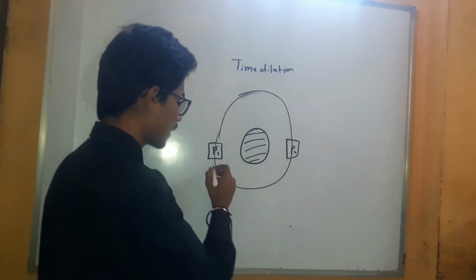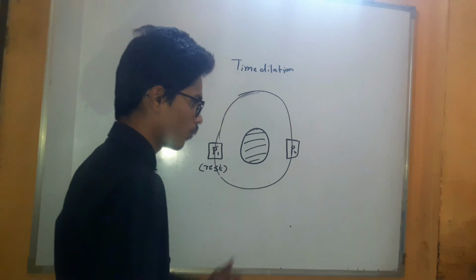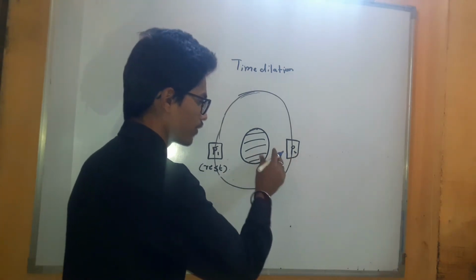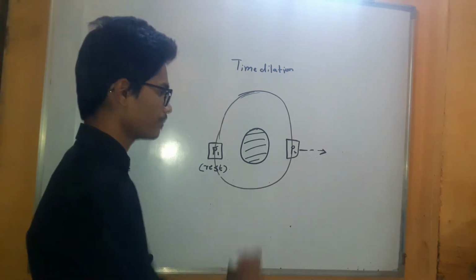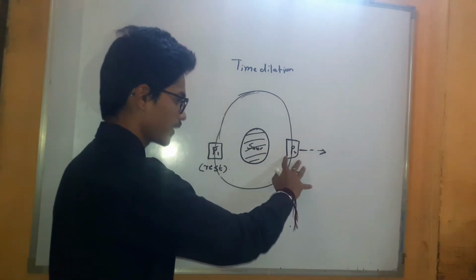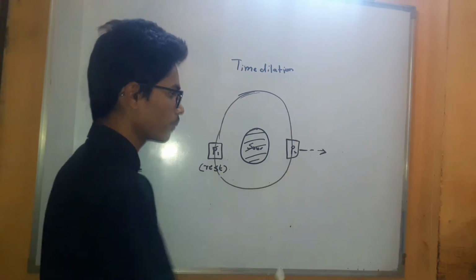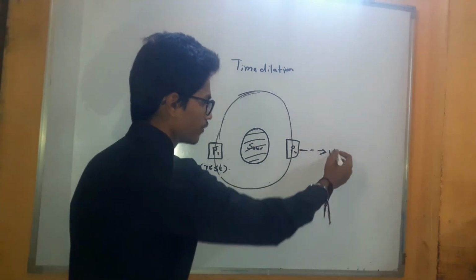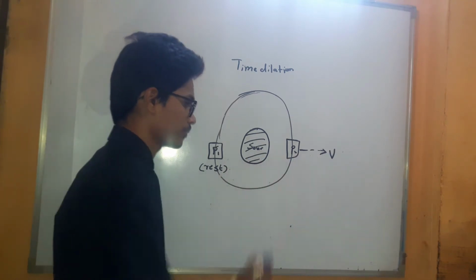Now here the planet P1 is at rest with respect to the Sun, while planet P2 is moving at constant velocity with respect to the Sun in an outward direction. So this is the source of light, this is planet 1, this is planet 2. Planet 1 is at rest while planet 2 is moving in a straight direction with velocity v.